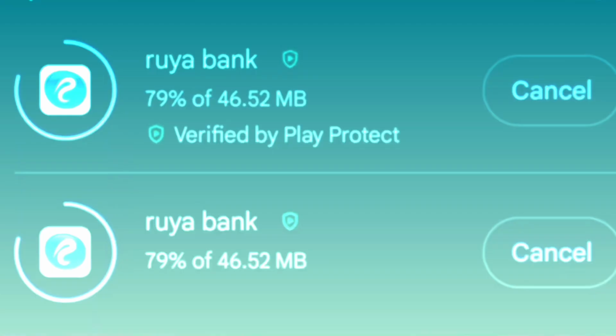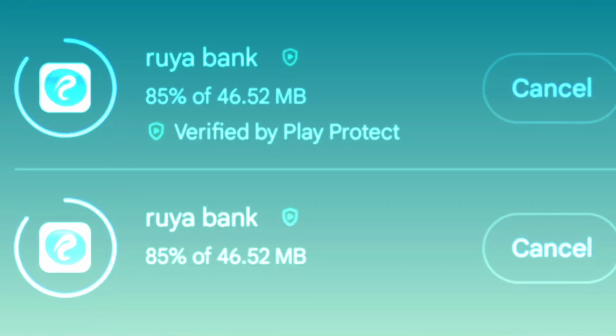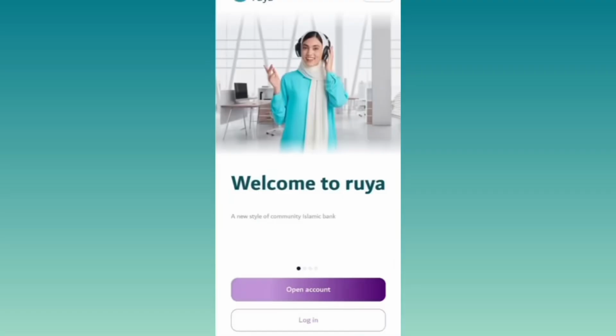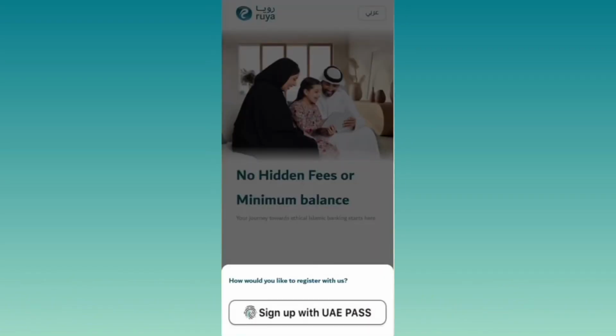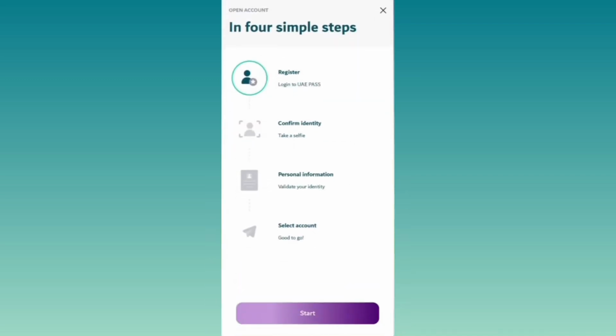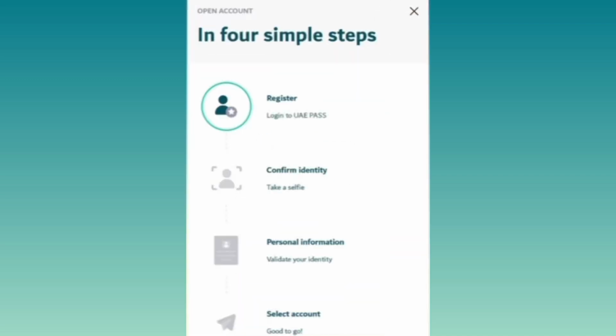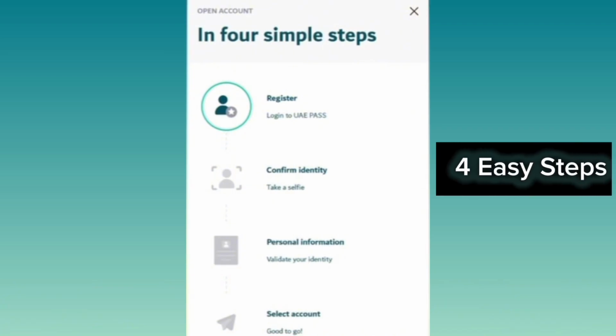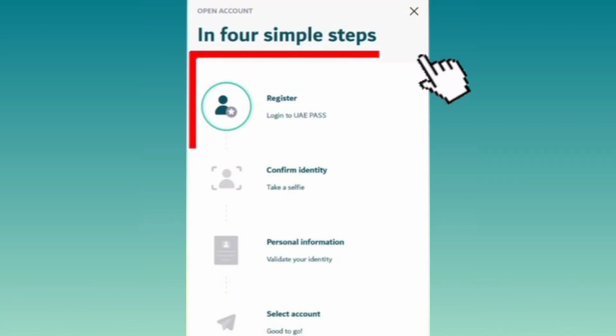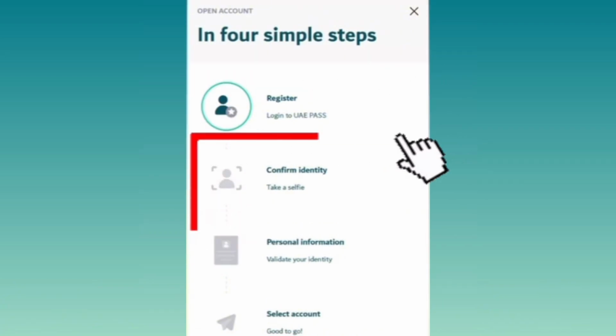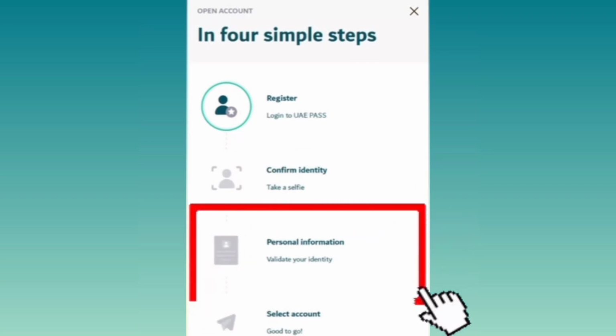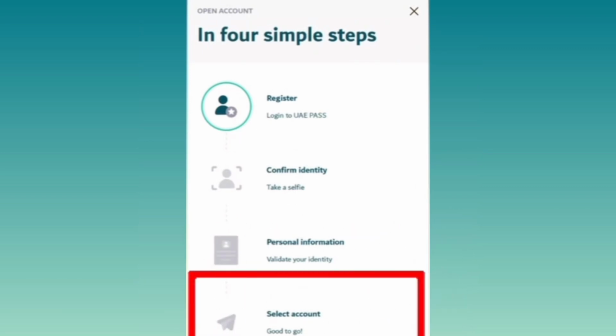So let's get started. Once you have downloaded the Ruya mobile banking app, open this app and tap here on Open an Account. As you can see on the screen, the Sign Up with UAE Pass prompt will open. Simply tap on Sign Up with UAE Pass. Remember guys, our account will be ready in just 4 easy steps. 1. We'll register with our UAE Pass, confirm our identity, enter personal information, and then select our account type.